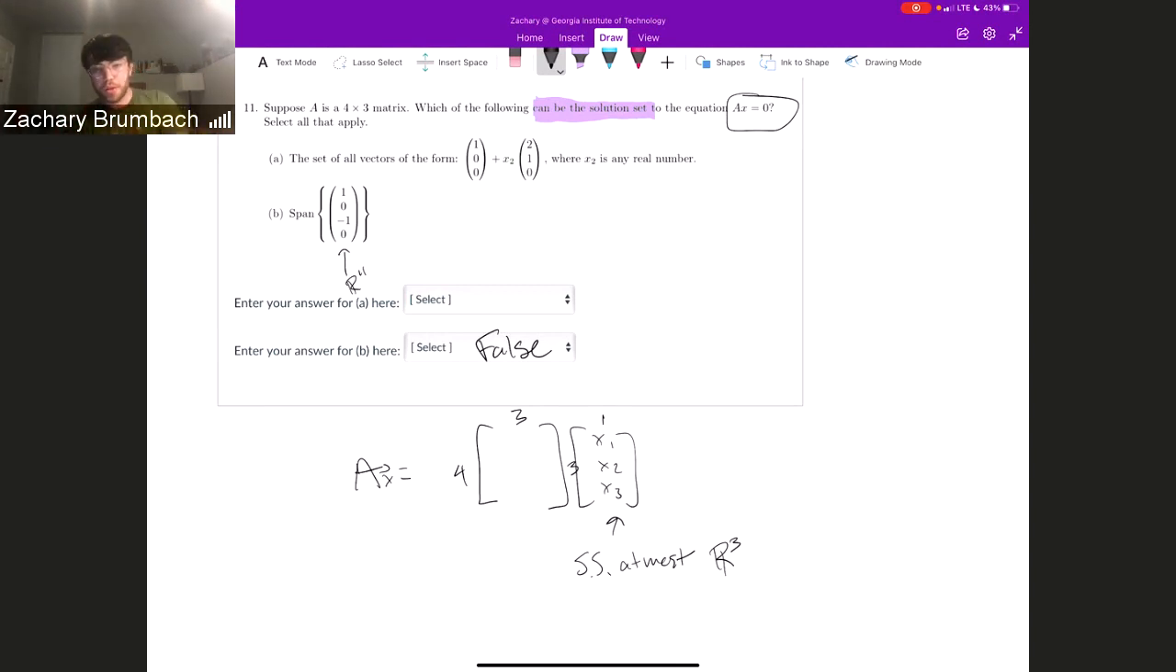Do the number of rows affect our dimensions? Yes, they affect the dimension of the span. So that's the difference between span and solution set. That's the dimensionality of the difference there.